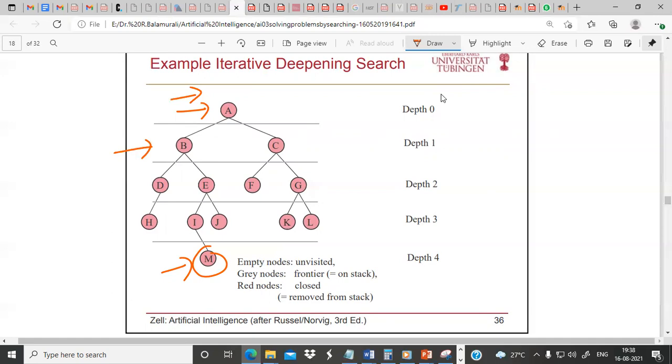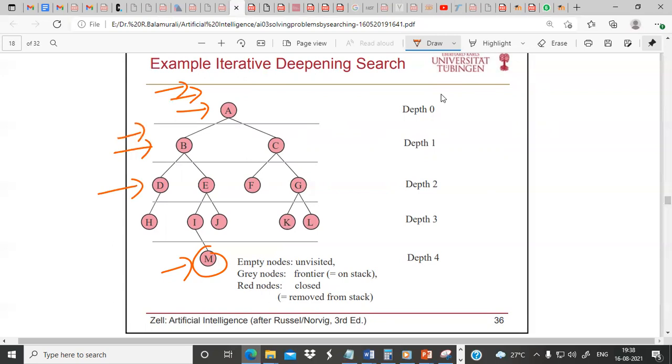So now we set the level limit as 2. Now what happens? Again the algorithm starts from the top. So now the nodes at depth 0, that is the root node, will be checked 3 times. Nodes at depth 1 will be checked 2 times.